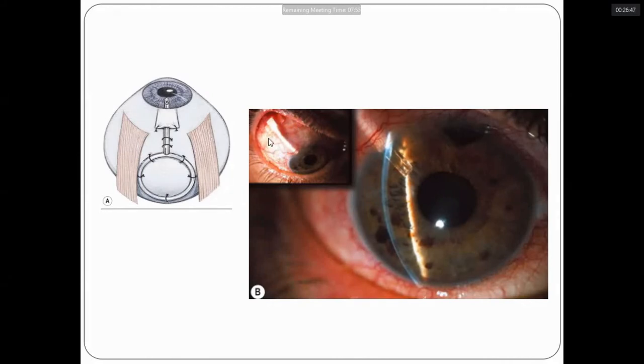Just opposite, or in front of this, you will see the PI, peripheral iridectomy, which we do during the surgery. This is an implant which is put, and you will see the implant like this, covered with the conjunctiva, and over here it drains into the anterior chamber. This is what you see in the case of the artificial implant.